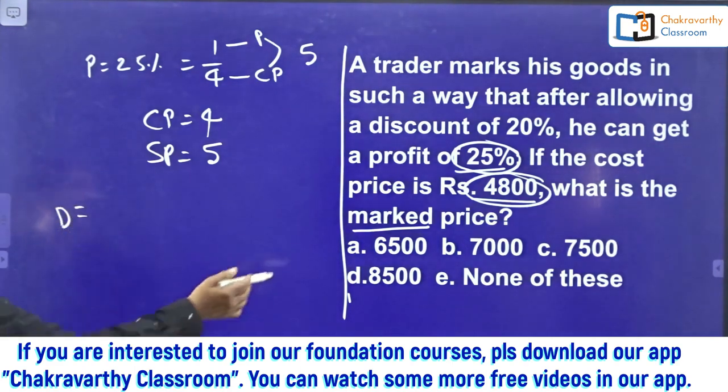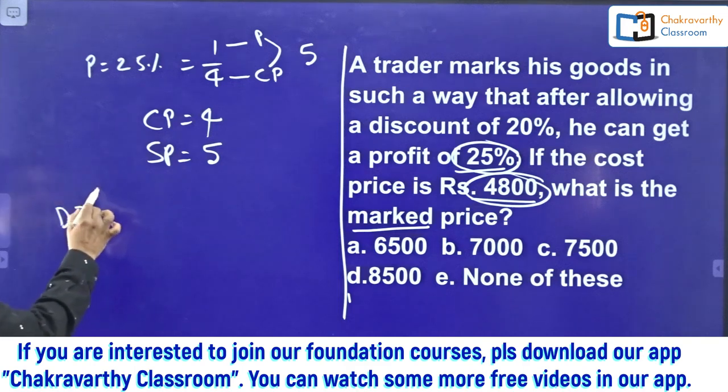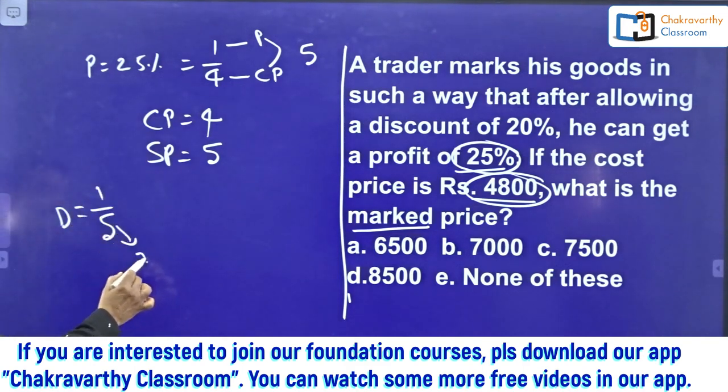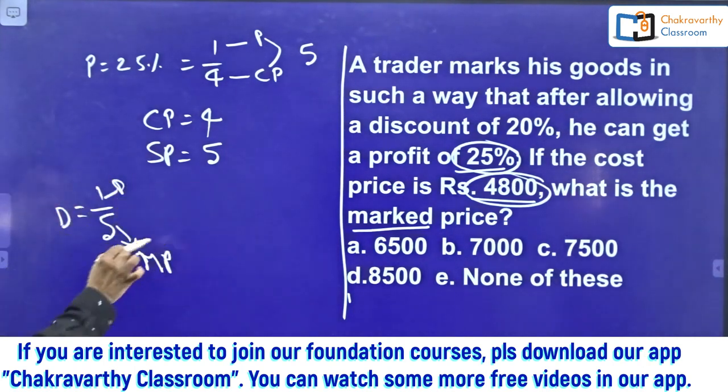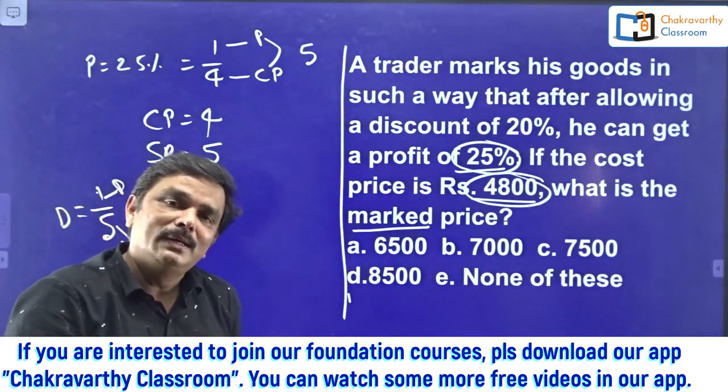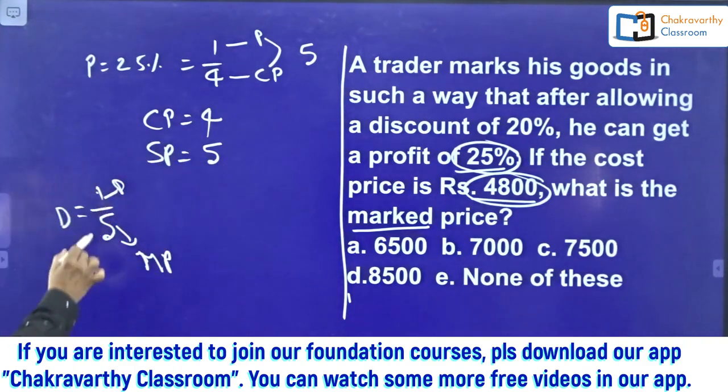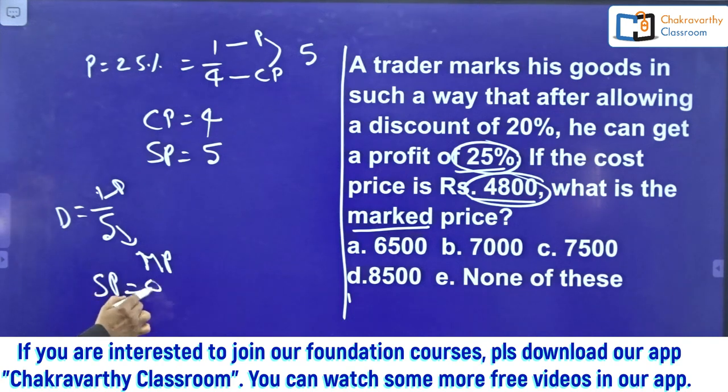How much is the discount here? 20% is the discount. 20% is 1 by 5. In this case, this is the market price. This is the discount. Then selling price is 5 minus 1. Mark price minus discount will give you the selling price. So, this is 5 minus 1. Selling price is 4.